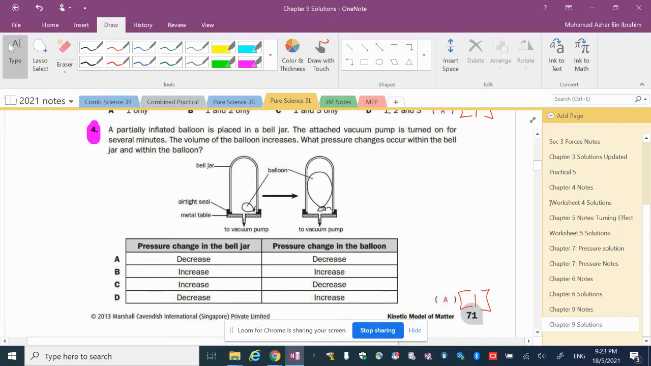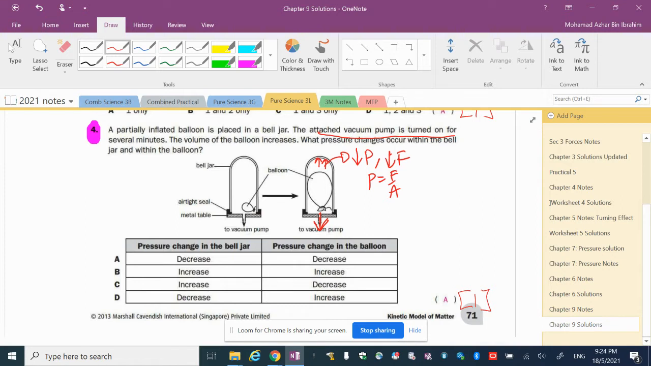All right. Question number 4 is slightly complicated. First, let's examine, because they say that the attached vacuum pump is turned on, which means air is being evacuated out, so you know that the pressure in the bell jar should decrease. Why? Because there are fewer molecules hitting the surface, as all the air molecules are being drawn out, so the hits will happen less frequently. When it happens less frequently, the force exerted will decrease. Pressure is force over area for gas pressure, and therefore the pressure in the bell jar decreases.